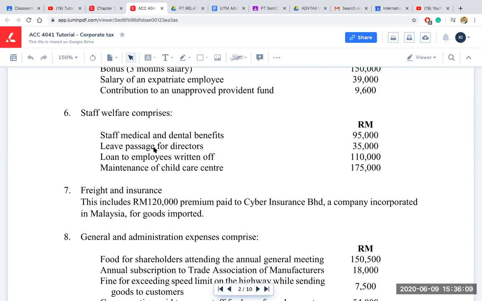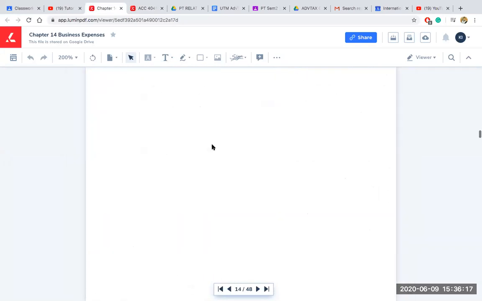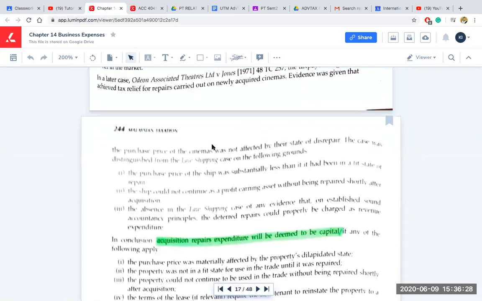But when we get to the leave passage, generally it's not allowed, but you have to look into the changes in tax law. So if you were to look into your leave passage, where is it? Anyone can share where we can find leave passage? It is under section 39, prohibited expenses. Where?